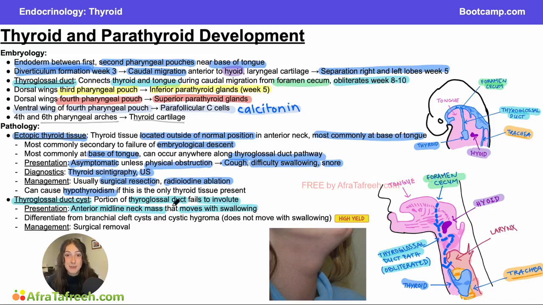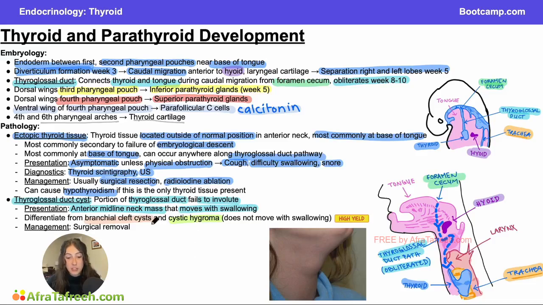The fact that this mass moves with swallowing is going to be really key for you to differentiate it from some other neck masses, such as brachial cleft cysts or cystic hygromas that do not move with swallowing. So your brachial cleft cyst, of course, is going to be a remnant of the brachial cleft, and then your cystic hygroma is going to be from lymphatic tissue, so they all have different embryological origins, which could definitely come up in a board style question. But additionally, these two are not going to move with swallowing.